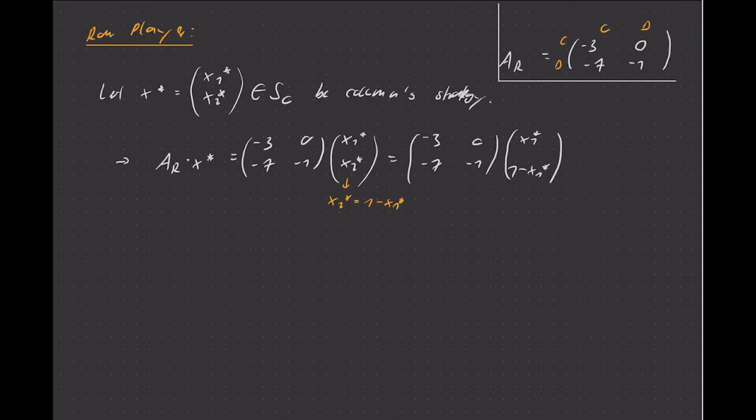So what do we get here if we compute this? Well, let's see, we have -3 x1 star, and then -7 times (1 minus x1 star), and so on. Let's simplify this a little. We get -3 x1 star, and here we get -7 plus 7 x1 star, and for the second row, -1 times x1 star plus... that's -6 x1 star and -1. So this is the payoff vector once the column player has taken her decision.